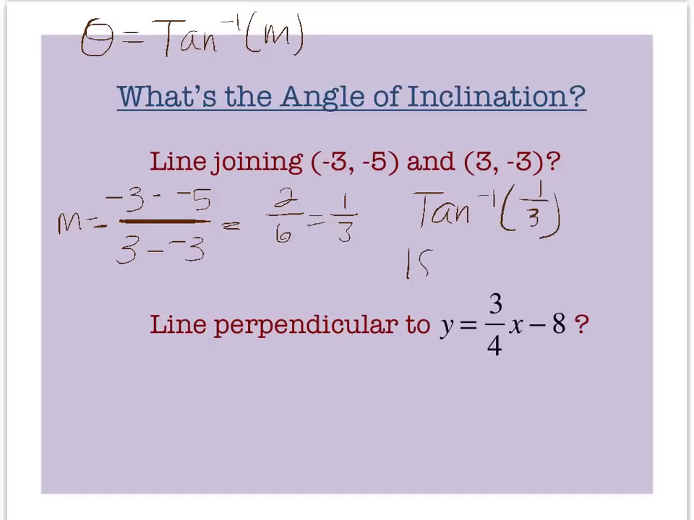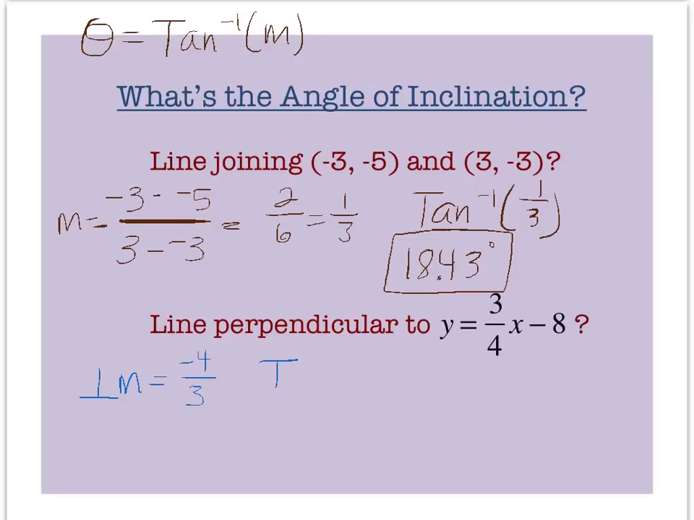When I plug that in, my calculator will give me 18.43 degrees. That's in between 0 and 180. This is in the first quadrant because the slope is positive. So we're all set there. That's your answer. For the second one, it says the line perpendicular to 3/4 x minus 8. So we know that the perpendicular slope of that line is the opposite reciprocal. So it'll be negative 4 over 3.